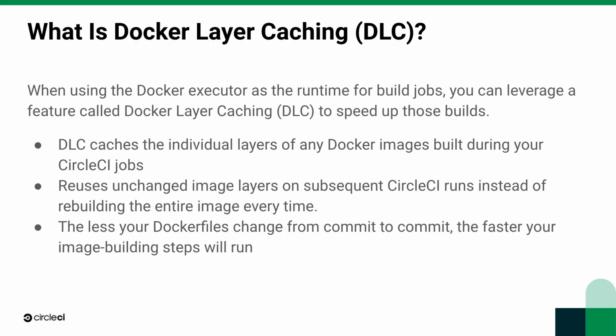It caches the individual layers of any Docker images built during your CircleCI jobs. It then reuses unchanged image layers on the subsequent CircleCI runs instead of rebuilding the entire image every time, because the less your Docker files change from commit to commit, the faster your image building steps will run.